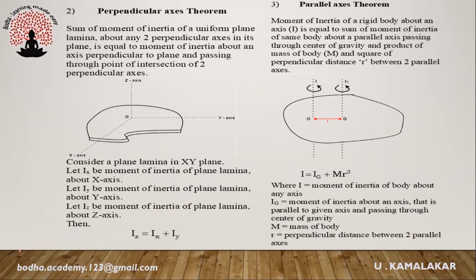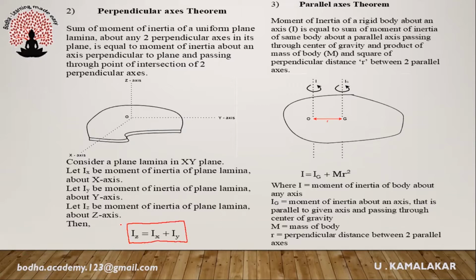Perpendicular axis theorem. Consider a plane lamina in the xy plane. Let Ix be the moment of inertia of the plane lamina about the x-axis. Let Iy be the moment of inertia about the y-axis. Let Iz be the moment of inertia about the z-axis. Then, according to the perpendicular axis theorem, Iz is equal to Ix plus Iy.